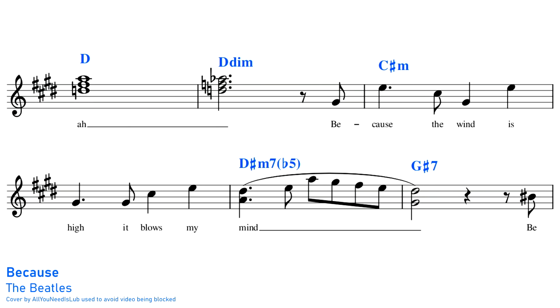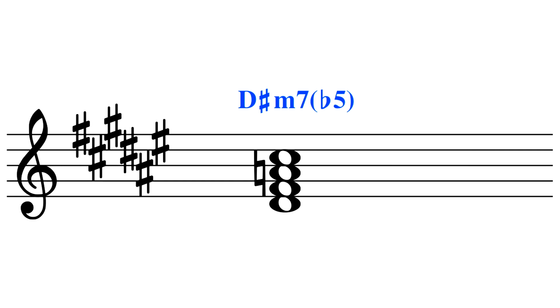Now, beyond this D diminished chord, Because actually features another diminished chord. However, you may not have spotted it because it's in disguise. It's this one, the D sharp minor 7 flat 5. As the name suggests, a D sharp minor 7 flat 5 is a D sharp minor 7 with its fifth flattened. But despite the name, if we look at the notes of this chord, we can see that we now actually have a D sharp diminished chord with an added 7th on top.